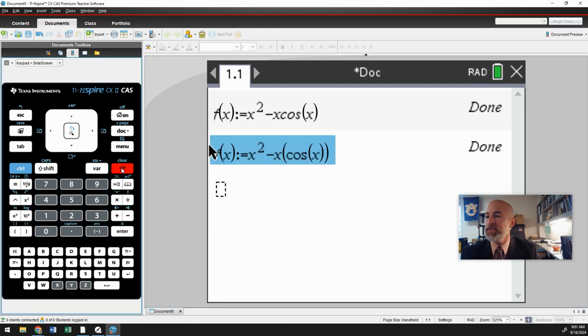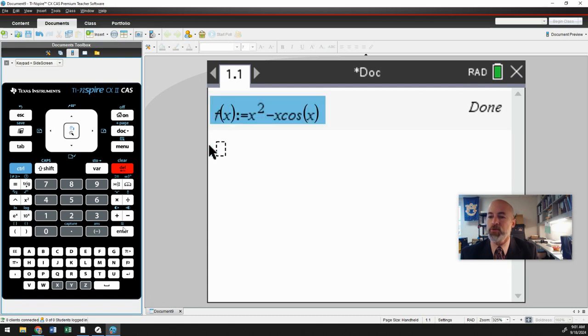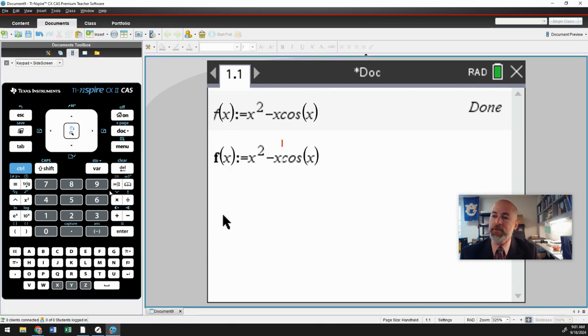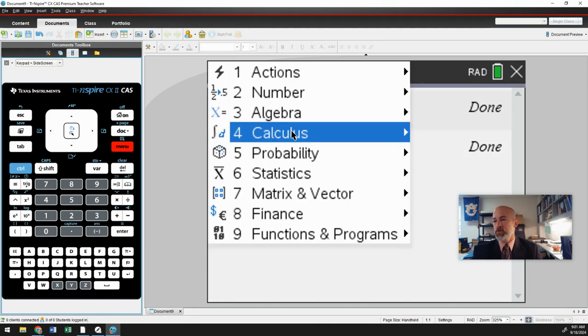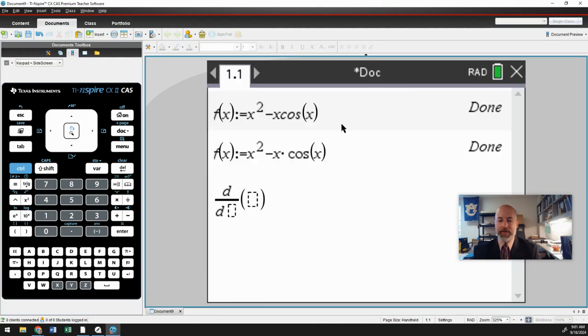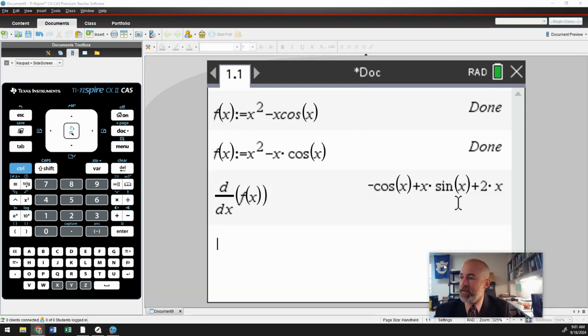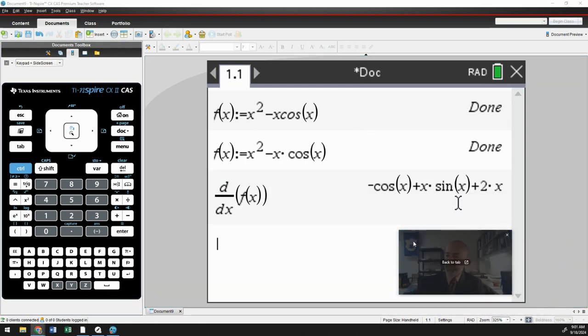So once again, I need to go up. I'm going to delete this. I'm going to delete that. I'm going to copy that down. And we simply need to put a multiplication dot between the two. Now the calculator will recognize the function as x times the cosine of x. I can now go to calculus, derivative. I can ask the calculator to find the derivative of this function, and we finally get something that looks right. So we finally have our derivative.